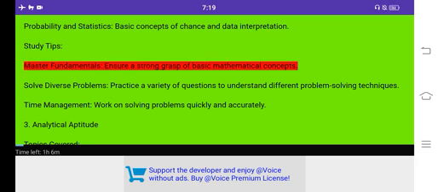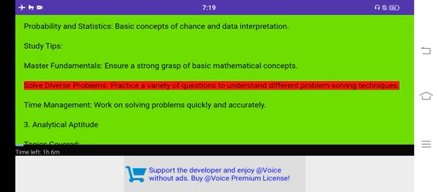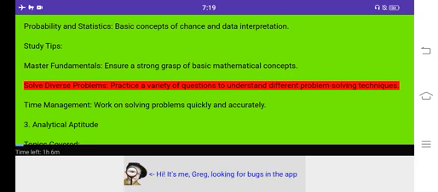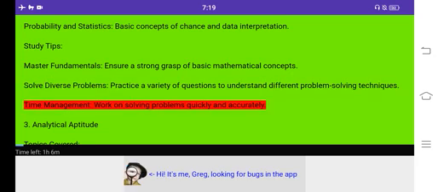Study tips. Master fundamentals, ensure a strong grasp of basic mathematical concepts. Solve diverse problems, practice a variety of questions to understand different problem-solving techniques. Time management, work on solving problems quickly and accurately.